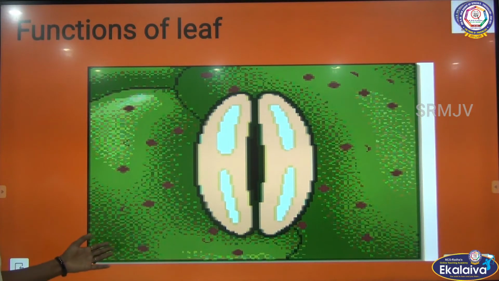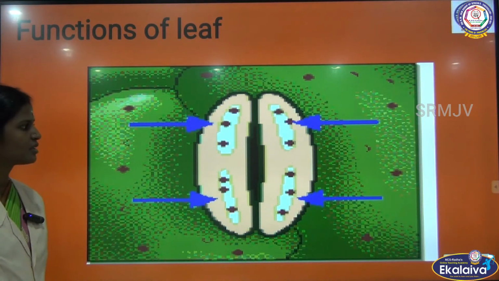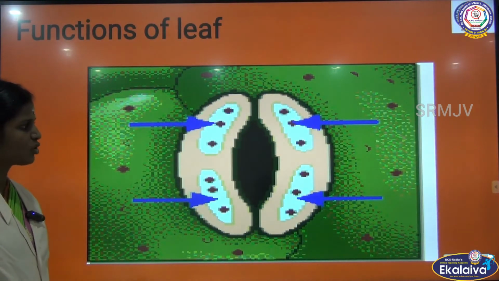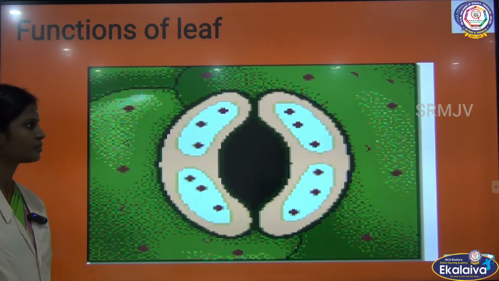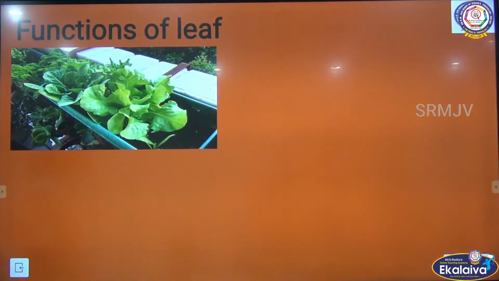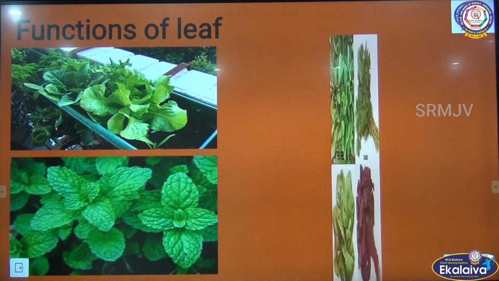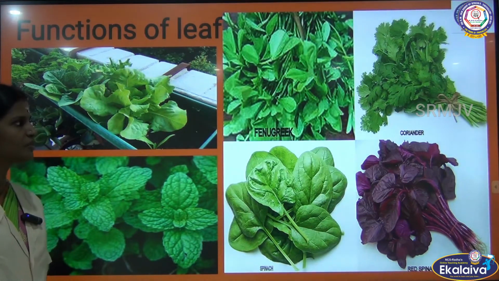This is the structure of stomata. Stomata are involved in the exchange of gases, that is, they take in carbon dioxide and give out oxygen. Some leaves such as lettuce, mint, spinach, coriander, fenugreek are edible leaves.